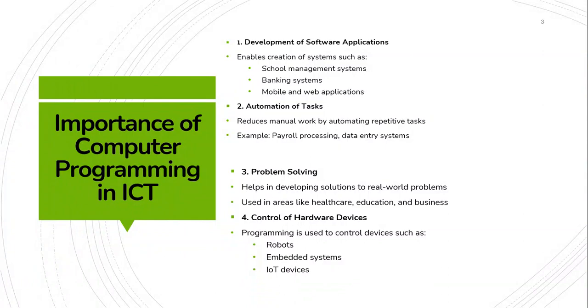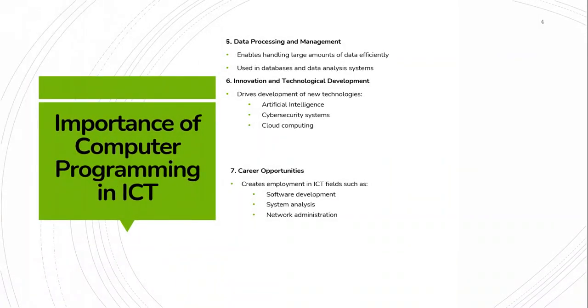Then number four, on why we engage in computer programming, is because we want to achieve control of hardware devices. Programming helps to control devices such as robots, embedded systems, and Internet of Things or IoT devices. Another reason why we engage in computer programming in ICT is because of data processing and management. It enables handling large amounts of data efficiently, and is used in databases and data analysis systems.